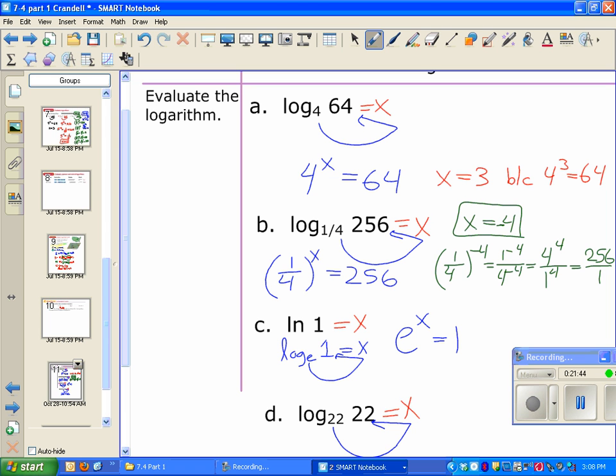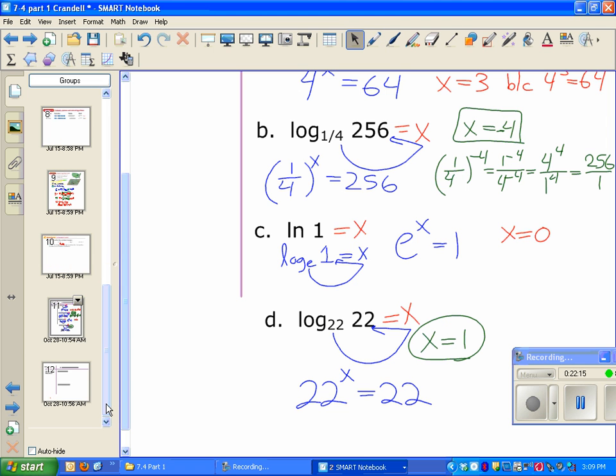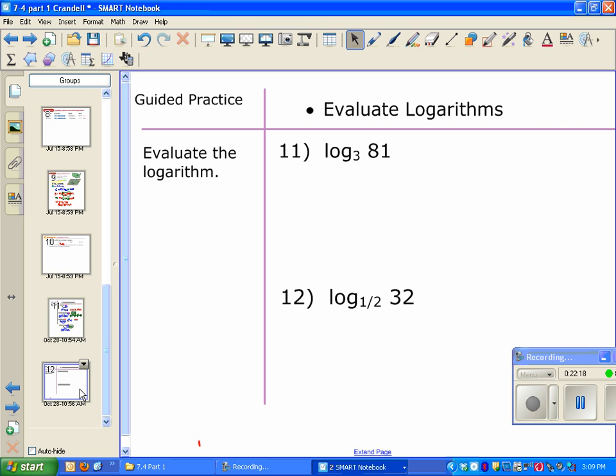Okay, this one, e to some power equals 1. Hopefully you got x equals 0, because anything to the 0 power equals 1. And then for part D, we have 22 to the x equals 22. And that can only be with x equals 1. 22 to the first power equals 22. So if you got those a long time ago, awesome, good job. And then here is your last guided practice, 11 and 12.